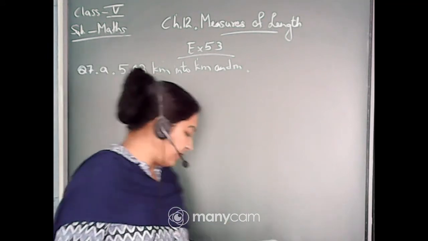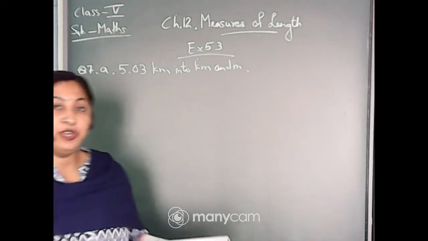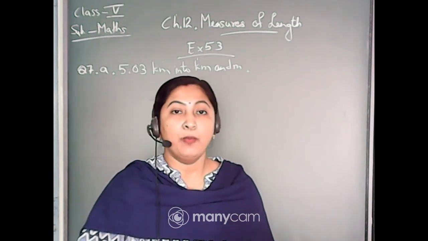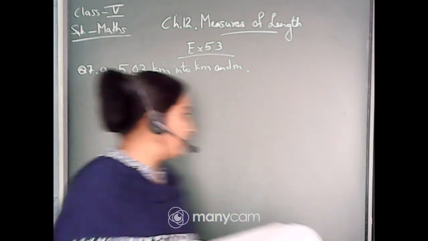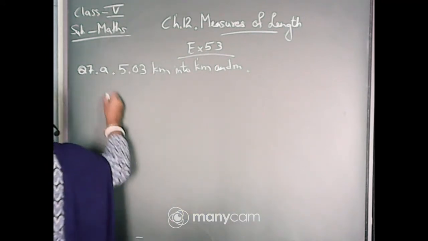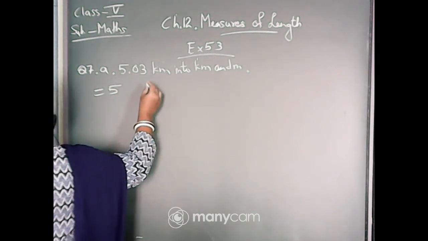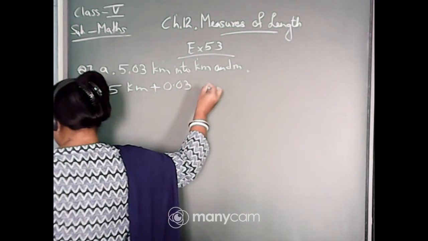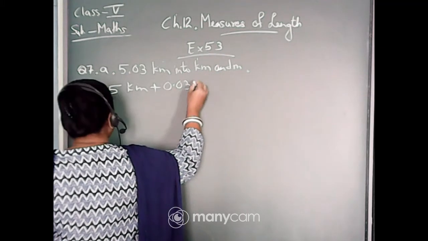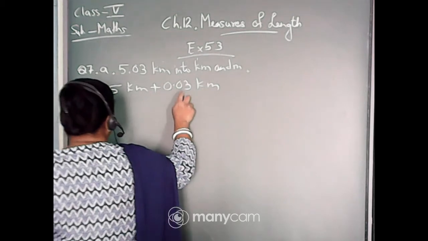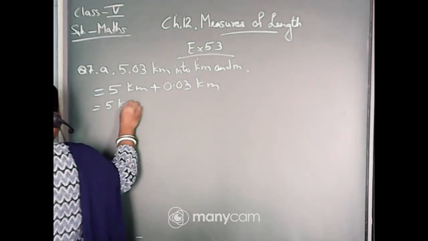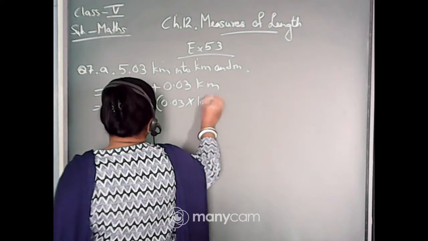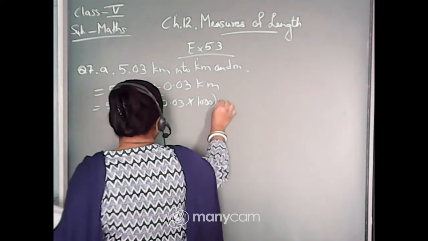See, for question number 7a, we know that 5.03 kilometer is given. So before the point, 5 is given in kilometer. Only the 0.03 you have to change into meter. So how will you change? You will break it this way: 5 kilometer plus 0.03 kilometer. This is also given in kilometer, isn't it? Now this 0.03 kilometer you have to change into meter, so it will be 5 kilometer plus 0.03 into 1000, as we know 1 kilometer is equal to 1000 meter.